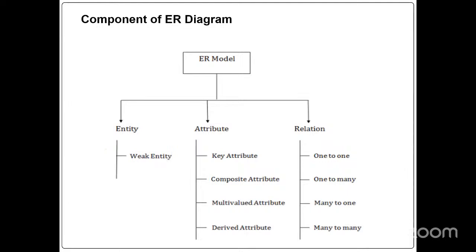In entity we have weak entity, that I'll explain now. In relationship again we have four types. What are they? One to one, one to many, many to one, many to many. Next slide. So this is a structure.